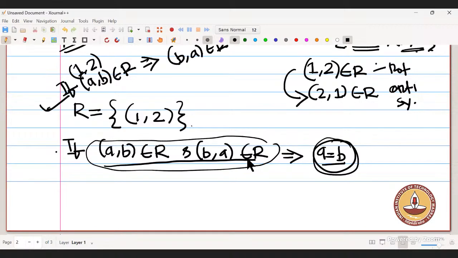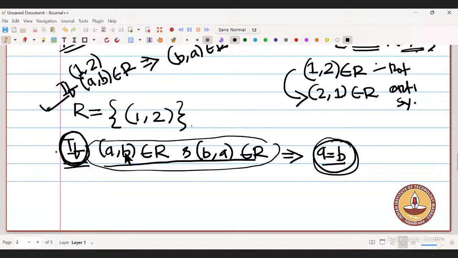suppose the statement is if there is one person inside the room, then the person is a male. If there is no person, then vacuously this statement is correct, right? You have to understand this one. It's saying if this holds, then only I need to check. If this doesn't hold, then I don't have to check, so I consider it to be anti-symmetric.